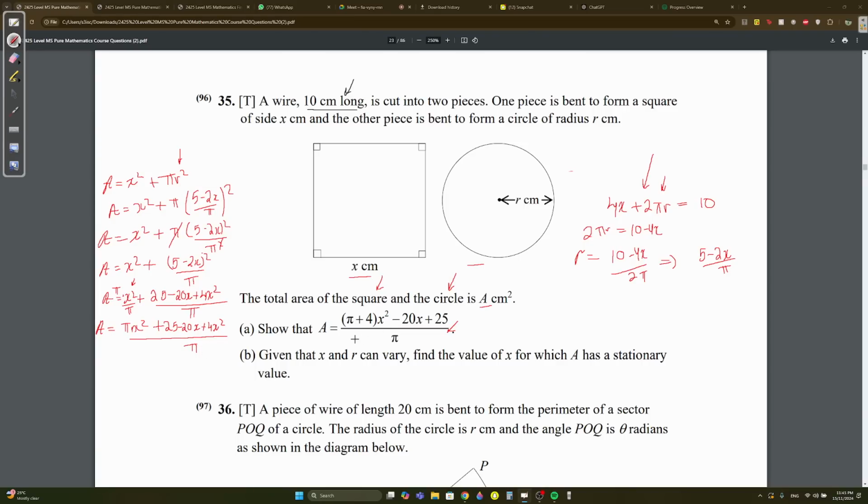But still, we don't have the same answer. The x squared, they did something with the x squared. We have pi x squared and 4x squared. Whenever you have a common term, what do we do? You factor it out. So you're going to get A is equal to x squared (pi plus 4).